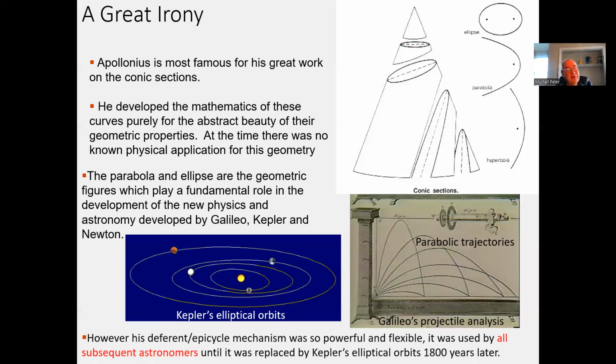Apollonius made them available, but because the deferent epicycle mechanism was so powerful and so flexible, it really gave them what they needed to build their models. We'll see, the models that we'll build are all based upon the deferent epicycle kind of geometry, and they didn't have to think about these other more advanced curves.